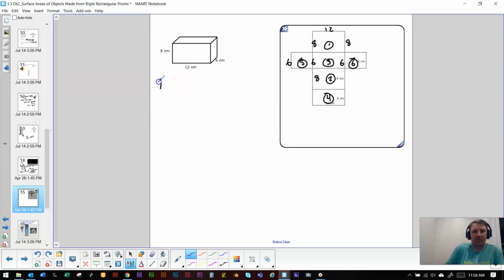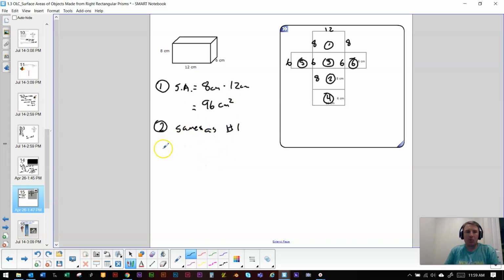So for side 1, side 1 is 8 by 12. It's a rectangle, so the surface area equals 8 centimeters times 12 centimeters, which is 96 centimeters squared. So I took care of number 1. Number 2 is the exact same thing, same as number 1. So I could do the math again, but why would I?